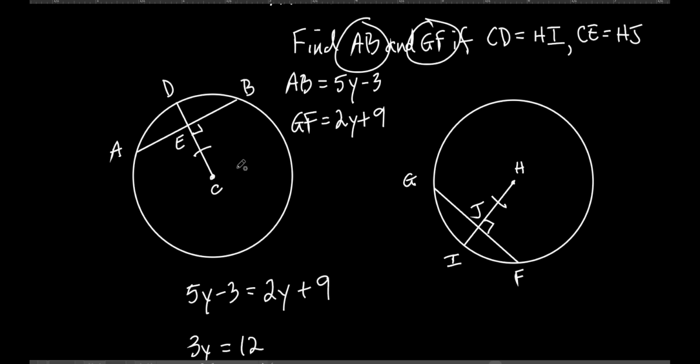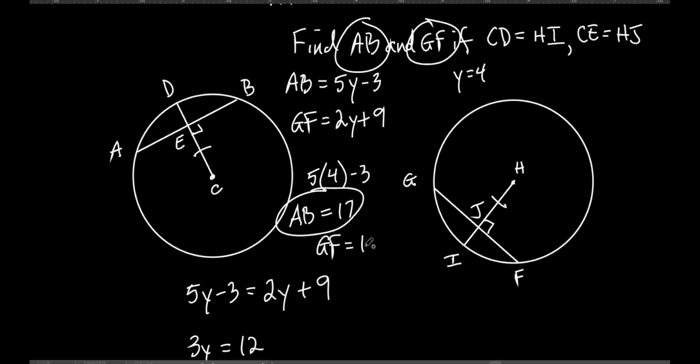Everybody got that? So let's plug it in. Which one do you want to put it in? Just AB? What did we say y was? 4? Okay. So you just plug it in. So it's 5 times 4 minus 3. That's 20 minus 3 is 17. So AB is equal to 17. Without doing any math whatsoever, now I should be able to find GF. What's GF equal to? It's equal to 17 as well.